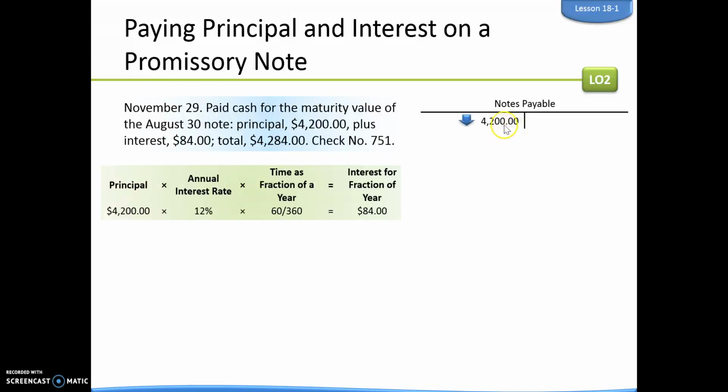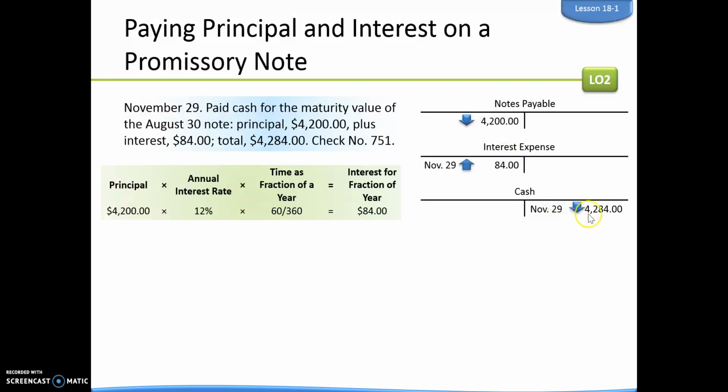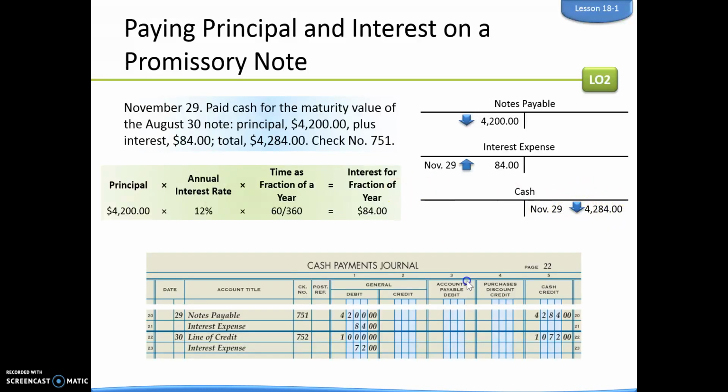So our notes payable gets debited for $4,200. It's going down. Interest expense goes up for $84, and then cash goes down. The other credit goes down for the total of those two, $4,284. So what that looks like here is on the 29th, we record this notes payable at $4,200 and our interest expense of $84 for a total of $4,284. Just ignore this one down here. That's going to be soon. Okay, and then obviously our check number of $751.